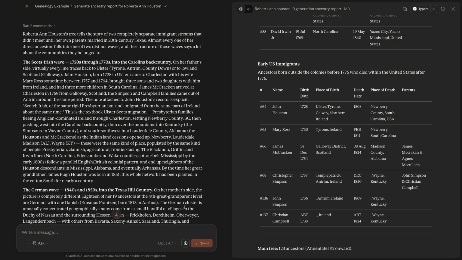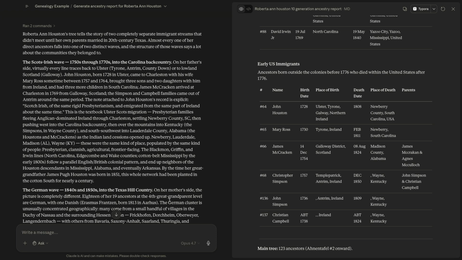James McCracken arrived from Galloway in 1769. The Simpson and Campbell families came out of Antrim around the same period, and the note attached to John Houston's record is explicit. Scotch-Irish of the same rigid Presbyterianism and immigrated from the same part of Ireland about the same time. This is the textbook Ulster Scots migration. Presbyterian families fleeing Anglican-dominated Ireland through Charleston and settling in South Carolina, and then pushing west into the Carolina backcountry, then over the mountains into Kentucky, and southwest into Alabama as the Indian land cessions opened up.